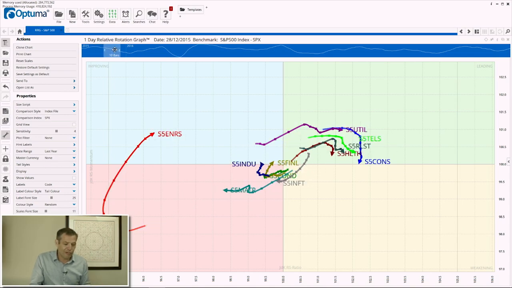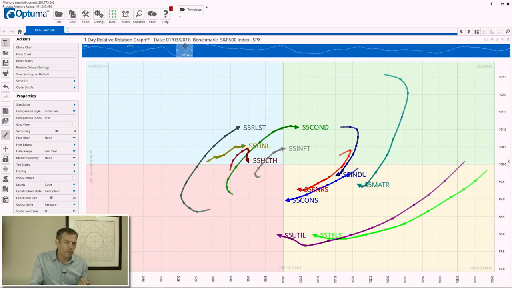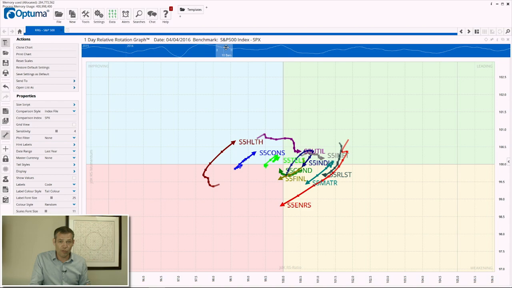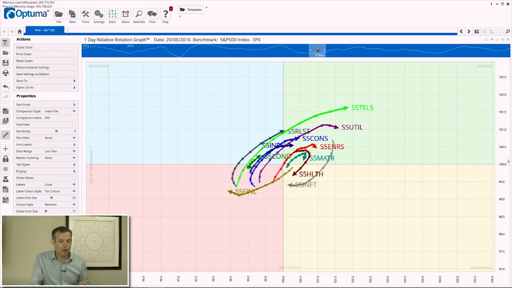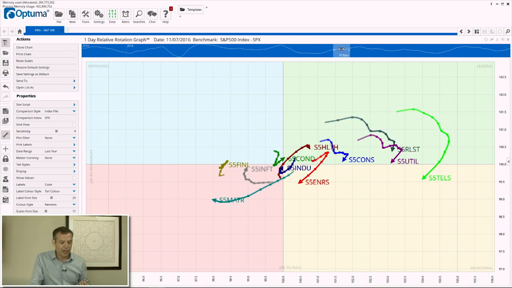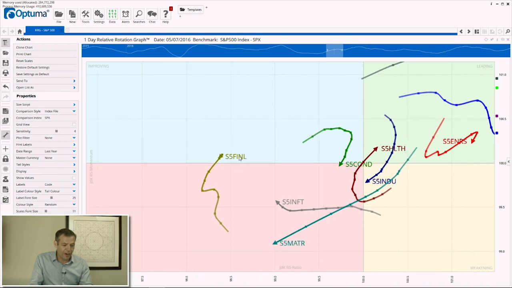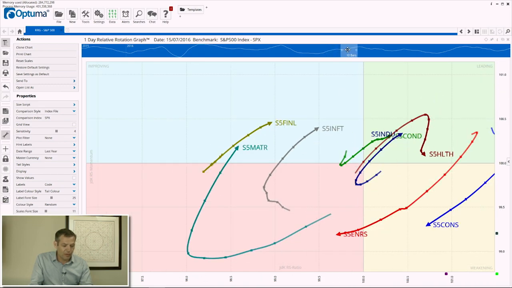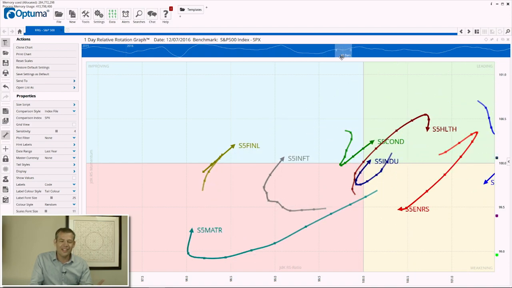And if we scroll through time, you'll start to see that predominant clockwise rotation that happens on a relative rotation graph. It's not a guarantee. You're not going to get a perfect rotation every time. If we just look here now at the financial, you can see that it does a little bit of a wiggle up and down. It doesn't know what it's doing at this point, and that's very indicative of some sort of news event that's happened and causing a bit of a shock.